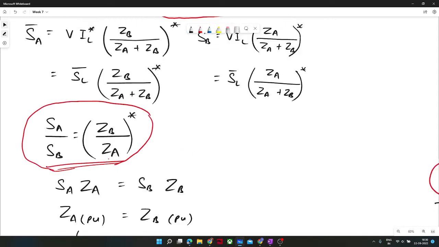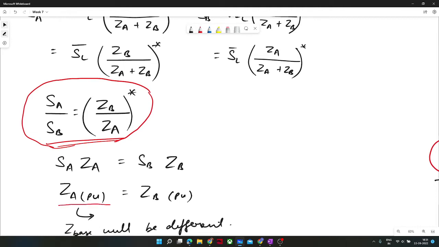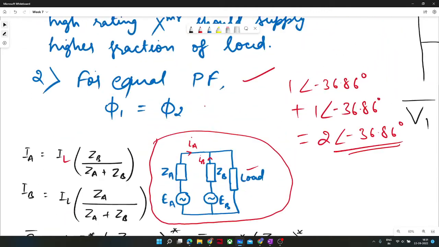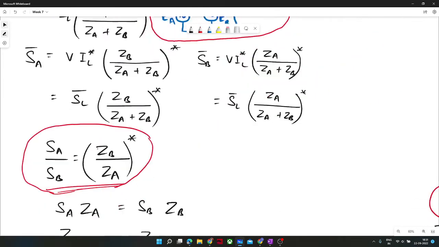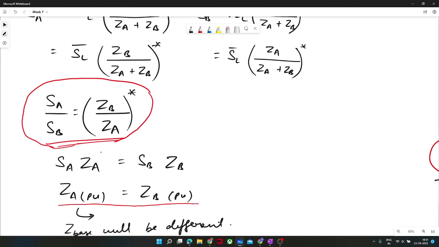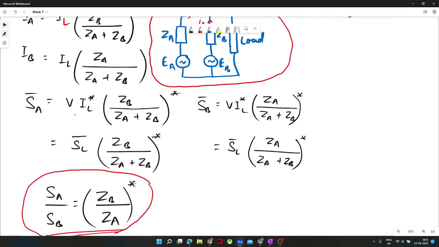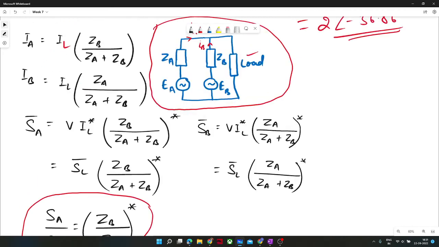And from this condition, we can arrive at an important conclusion, that is ZA per unit should be equal to ZB per unit. To satisfy this condition, KVA rating should be directly proportional to load. KVA rating of transformer A to transformer B is equal to impedance of transformer B by impedance of transformer A, with Y conjugate. Okay, Y conjugate.